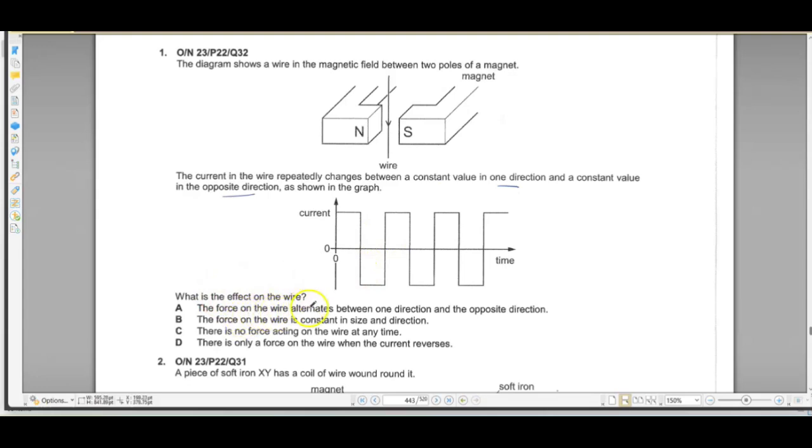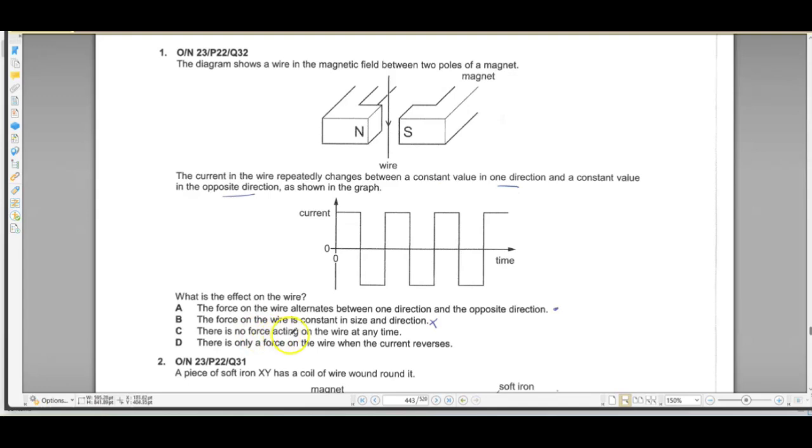The force on the wire alternates between one direction and the opposite direction. Yes, this is true. The force on the wire is constant in size and direction. No, the force on the wire cannot be constant in direction, because as the direction of the current is reversed, the direction of the magnetic field is reversed, and then the direction of the force is reversed as well.